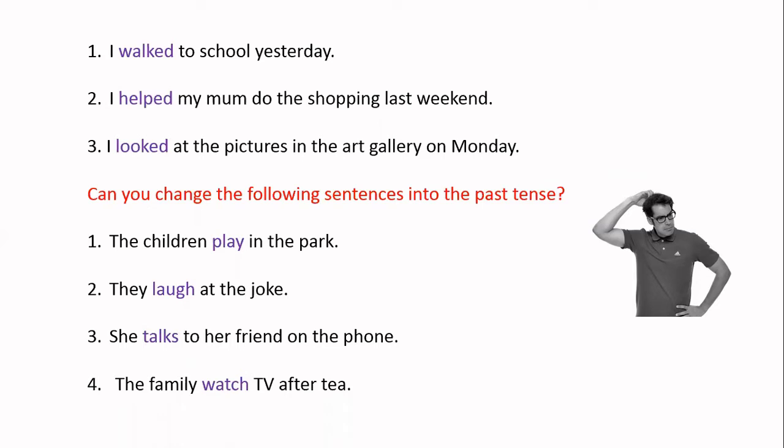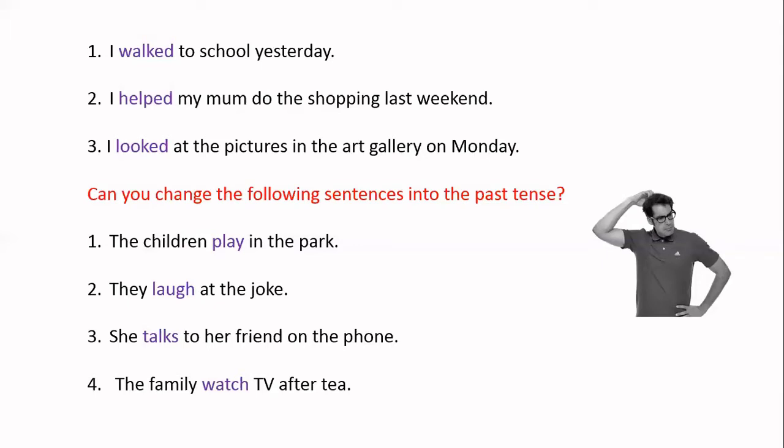Number 1, the children play in the park. What would that be in the past tense? Yeah, so number 1 would be the children played in the park. Okay. Number 2, they laugh at the joke. What would that sentence be in the past tense? They laughed at the joke.